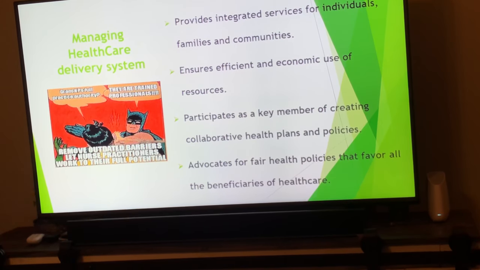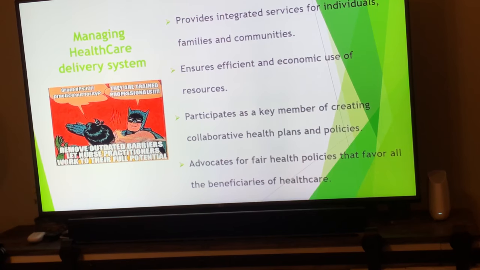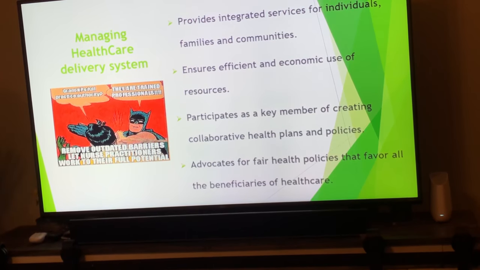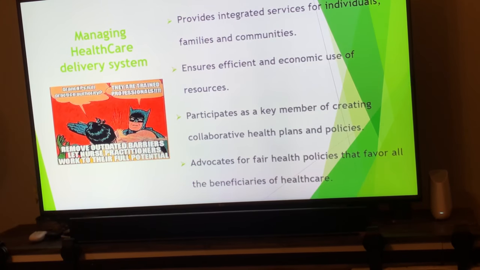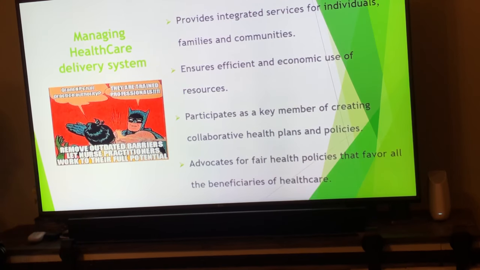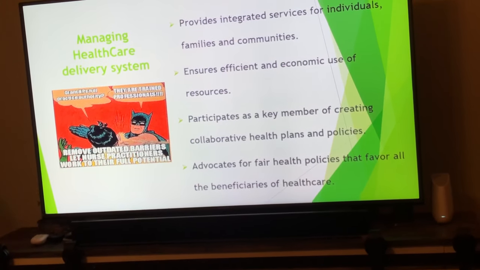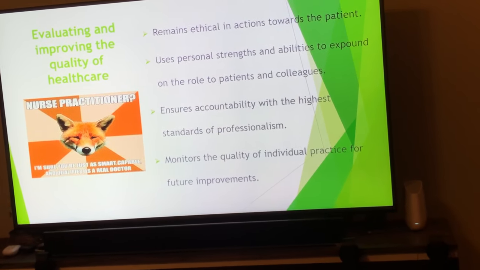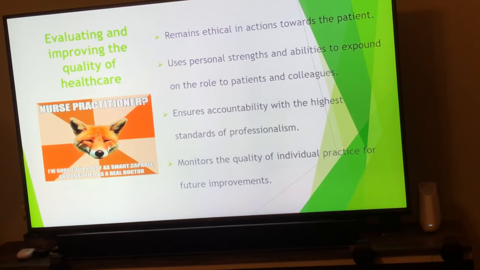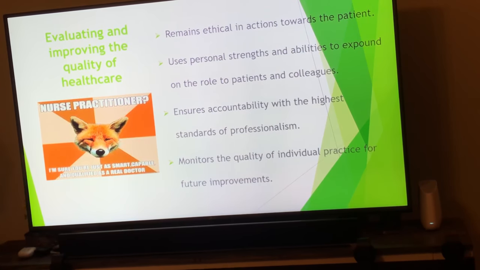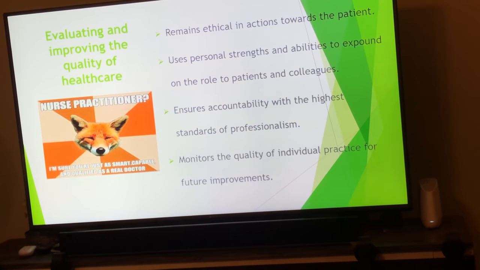So a good way to remember all that is just grant NPs full practice authority. We're trained professionals too. It just says remove outdated barriers, let nurse practitioners work to their full potential. So next, we also evaluate and improve the quality of healthcare. Well, an example of that is we remain ethical in actions towards the patient.